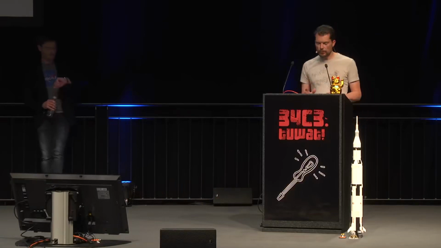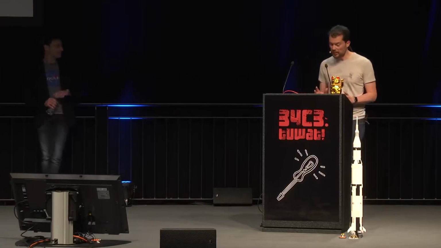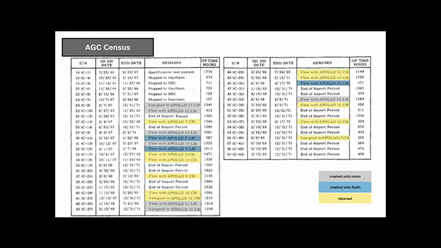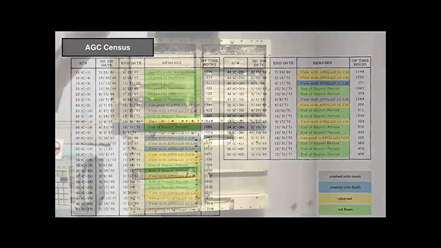Now you probably want to run your own code on a real Apollo guidance computer, so you need to know where to find one. 42 computers were built total. 7 lunar module computers crashed onto the moon. 3 lunar module AGCs burned up in the Earth's atmosphere. 11 command module computers returned. They're all presumably parts of museum exhibits. And 21 machines were not flown. Little is known about those.